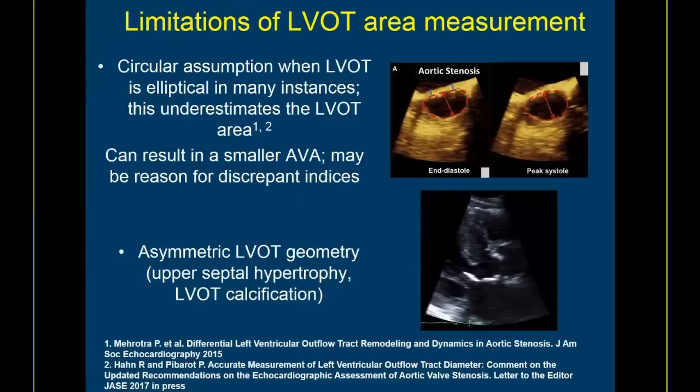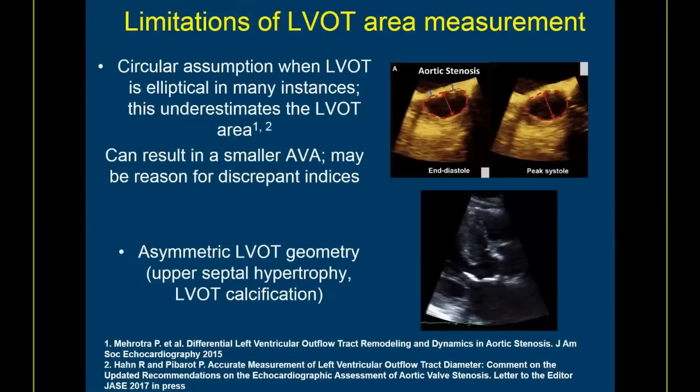Additional limitations of the LVOT area measurement to be aware of are that we assume a circular shape for the LVOT, but in many instances the LVOT is actually elliptical. What this does is underestimate your LVOT area, and that results in an underestimation of your aortic valve area. So you often get a lower aortic valve area than you may expect given the gradients, for example. That is probably a source for discrepant indices, the discrepancy in the three criteria that we use.